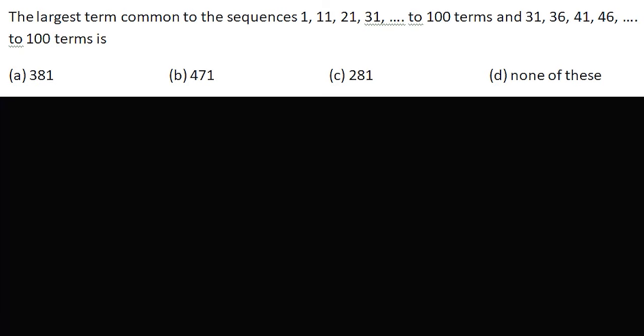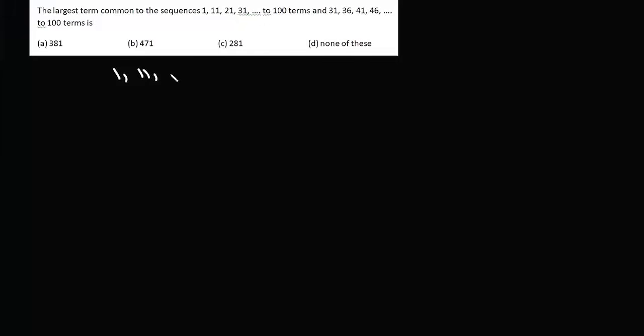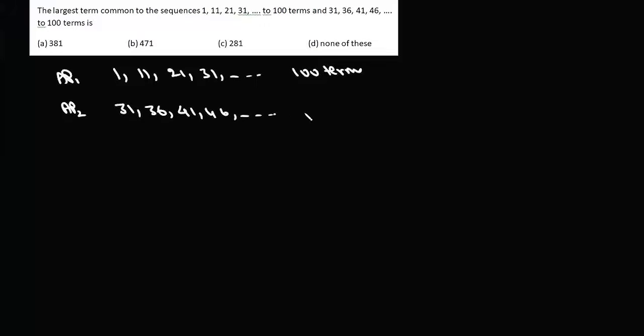Let us take another example. And this question, it says the largest term common to these two sequences, both they are an AP containing 100 terms. So this first AP, it is 1, 11, 21, 31 up to 100 terms. So that's your first AP. And then our second AP is 31, 36, 41, 46 up to 100 terms.